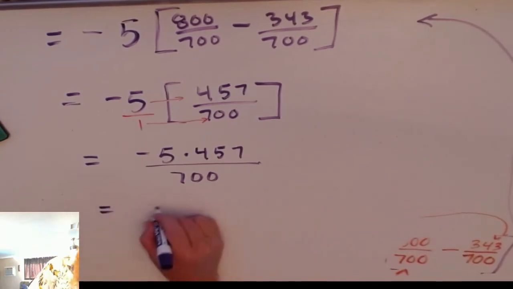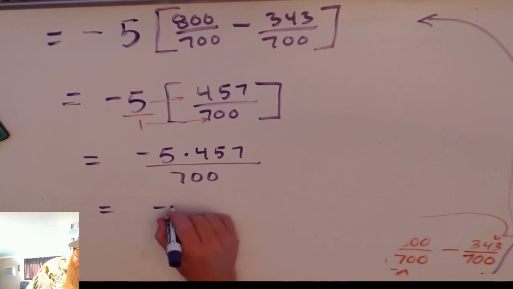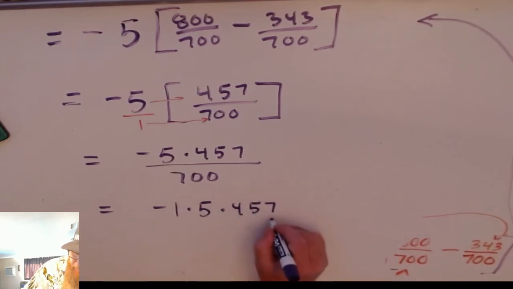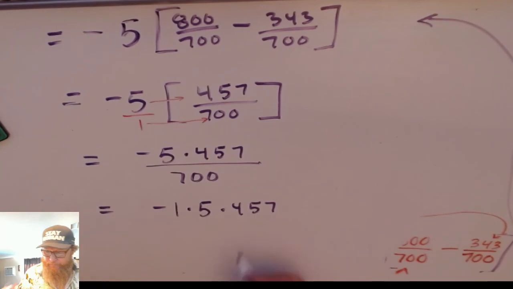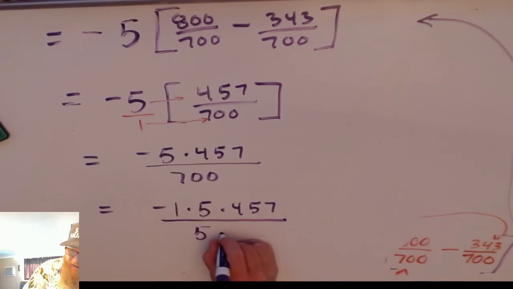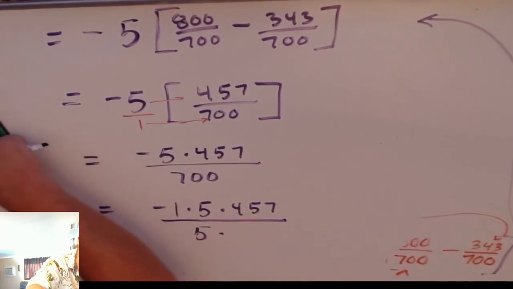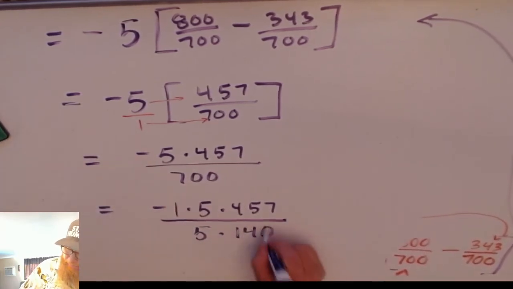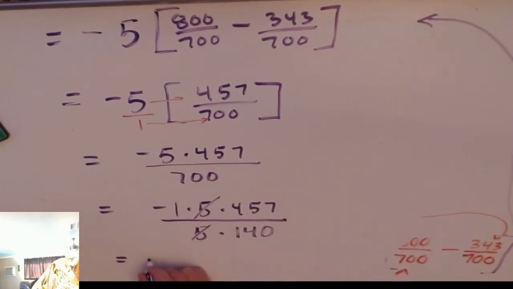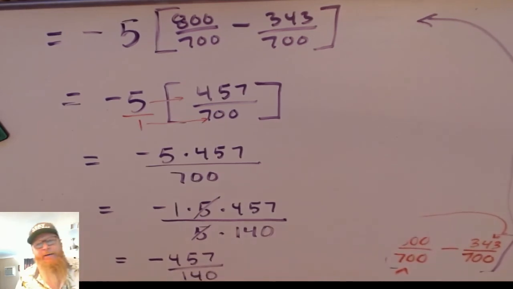Okay, and then finally, -5 is, I guess that's -1 times 5 and 457. I'm just factoring it out completely. 700 is 5 times 140. And I can cancel the 5s. So now I've got -457 over 140.